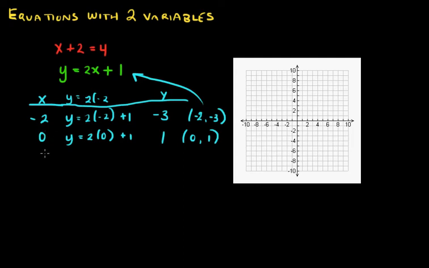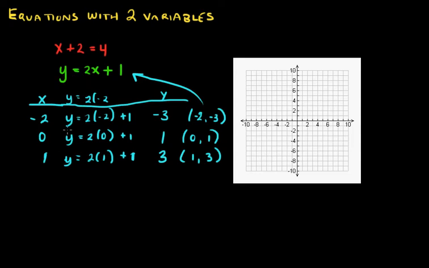Let's plug in another one. How about 1? Y equals 2 times 1 plus 1. Well, that's easy. 2 times 1 is 2, and plus 1 is 3. Sweet. So I plug in 1, and I got 3. Well, if you notice, I can plug that in and get a solution. So I could keep going, couldn't I?